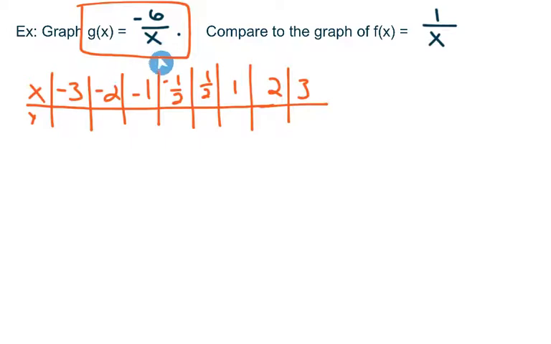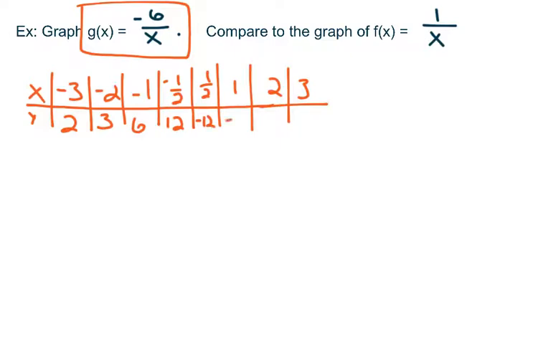Remember, we're not going to use 0 because 0 would make the bottom 0 in its entirety, and we can't divide by 0, so we're going to have everything negative 6 over everything else. So negative 6 over negative 3 is a positive 2. Negative 6 over negative 2 is a positive 3. Negative 6 over negative 1 is 6. Negative 6 over negative 1/2, dividing by 1/2 is the same thing as multiplying by 2, so that's going to be positive 12. Negative 6 over 1/2 is going to be negative 12.